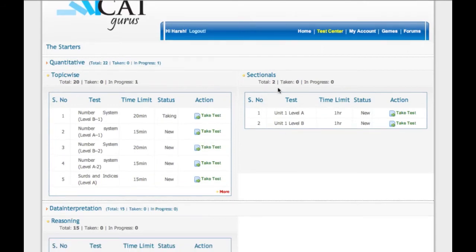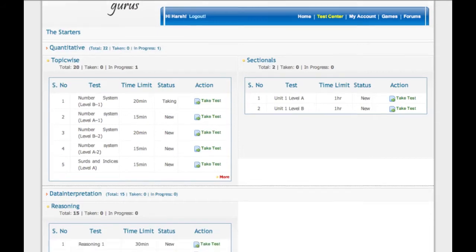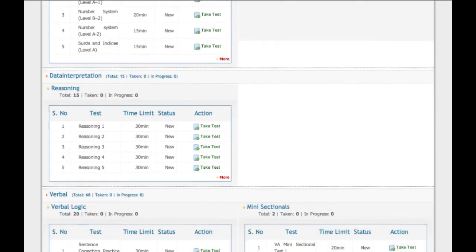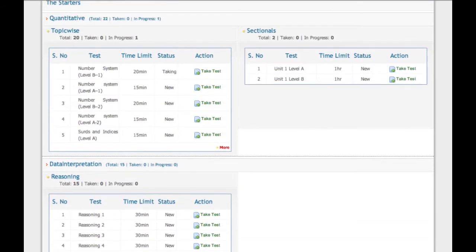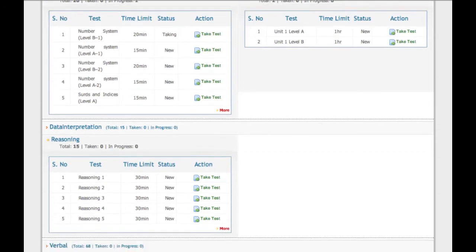Then there are something called sectionals. Now these sectionals are nothing but after we complete the topic wise test, a couple of topics are clubbed together in unit 1. Then there is data interpretation or reasoning. Now this is a separate section. As you see, quantitative was divided into topic wise and sectionals. Data interpretation is only one part, which is reasoning here. So you have reasoning tests.